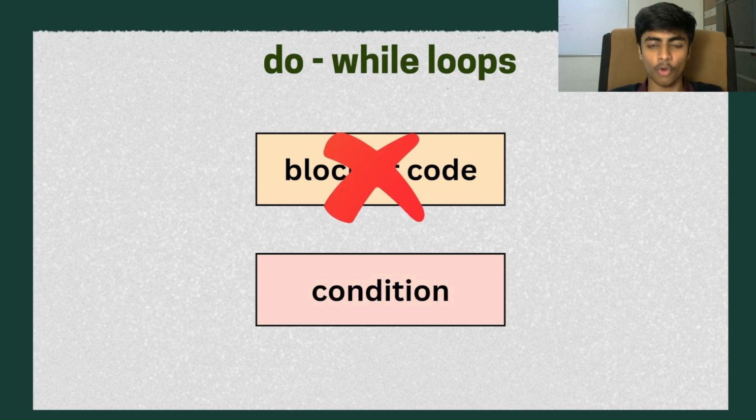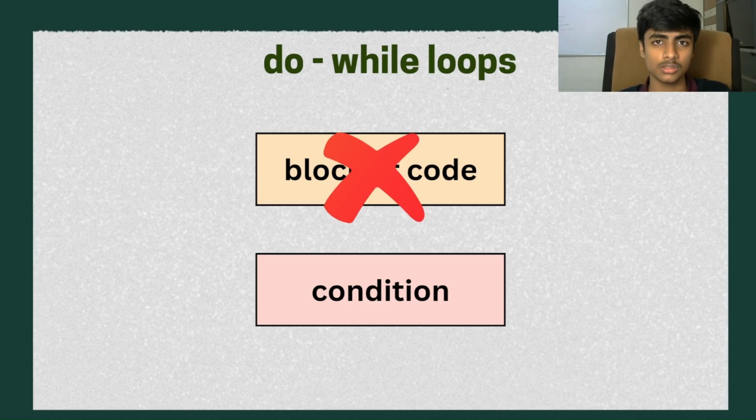Now, if the condition is false, we're not going to execute the block of code anymore. You notice that it's the same thing as a while loop, but the order is reversed. Here, our condition is controlling when we exit the loop. In a while loop, our condition controls when we enter the loop and if we enter the loop at all. This is why a do while loop is called an exit control loop and a while loop is called an entry control loop.